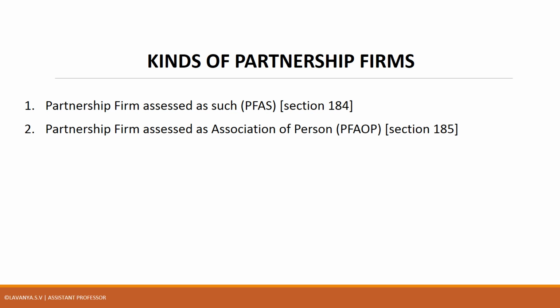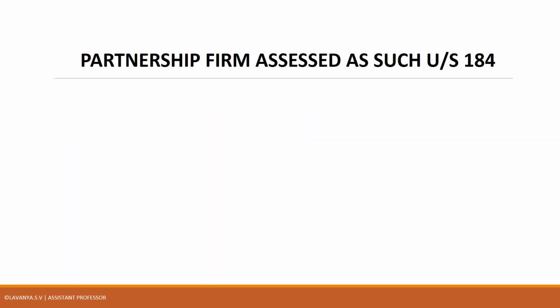For the purpose of assessment, partnership firms are classified into two types: eligible firm, which is also called partnership firm assessed as such under section 184, and other firms, which are otherwise called partnership firm assessed as association of persons under section 185. Let us now discuss in detail about section 184. In order to claim deduction under section 40B, a firm has to satisfy the following conditions.